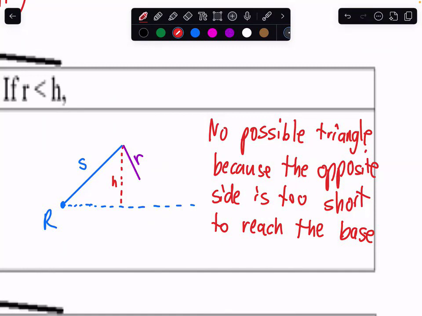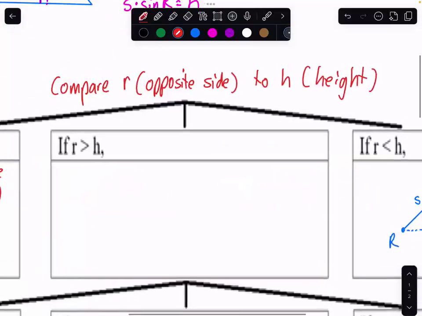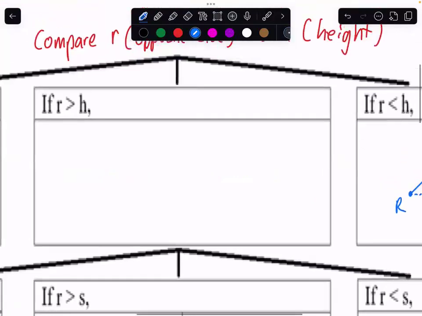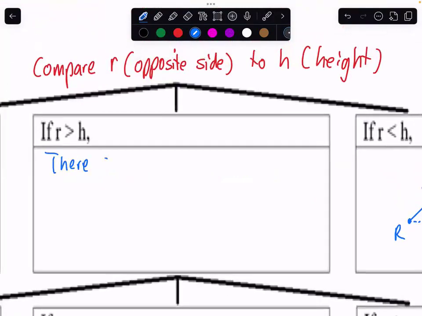Okay, so what if that opposite side were exactly equal to the height? If it goes straight down, then you do form a right triangle. Those are the two situations we covered so far. But now let's go to the middle. What if R, the opposite side, is greater than the height? Well, maybe you can guess from the fact that there's another step to this flowchart. There could be one or two possible triangles.